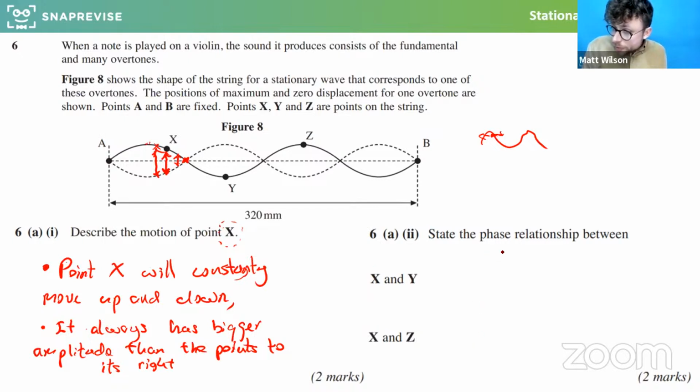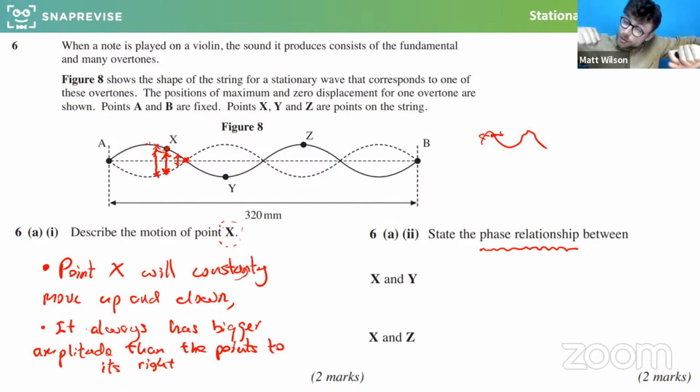Okay, now we're asked to state the phase relationship between X and Y and X and Z. We're actually going to start by looking at X and Z here. We haven't really introduced this language yet, but there's 2 words you need to know. If 2 points are at the same point in their oscillation, we call them in phase. And X here, whatever point it is in its oscillation, Z is also at the same point. They're moving up and down together. It doesn't matter that Z's higher up.